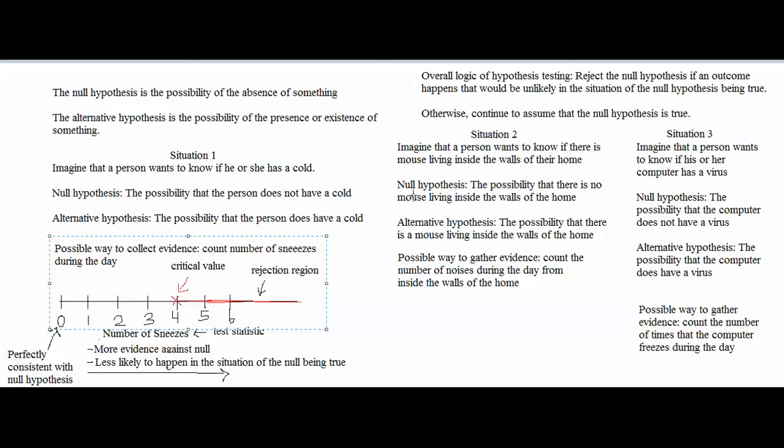So you can think of it this way. A type 1 error is siding with the alternative hypothesis when the null is actually true. A type 2 error is siding with the null hypothesis when the alternative is actually true. We can make a quick diagram of that.